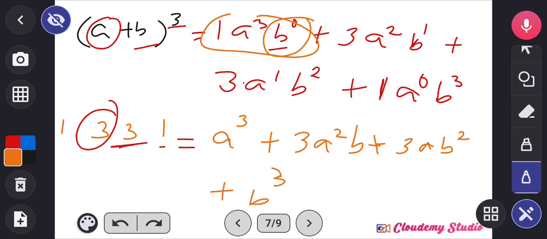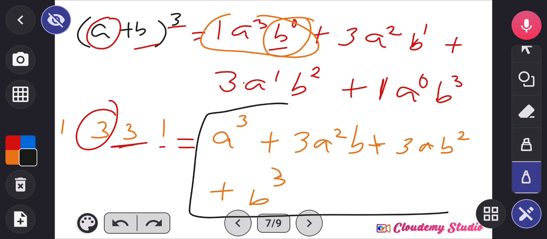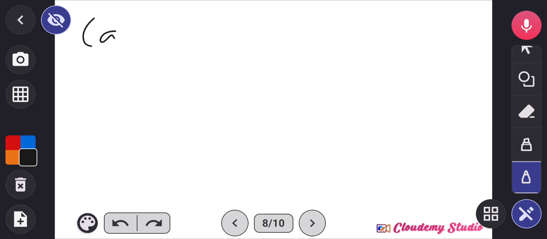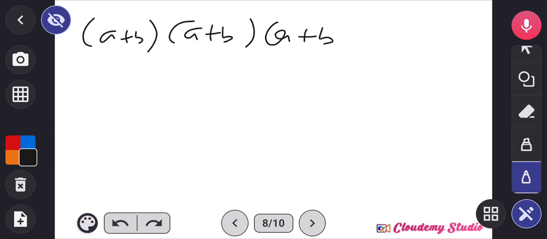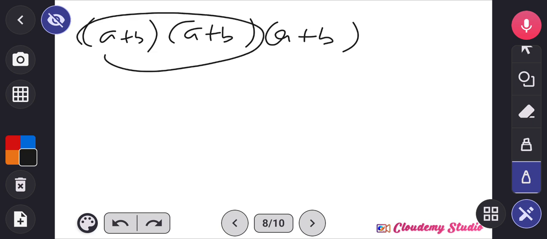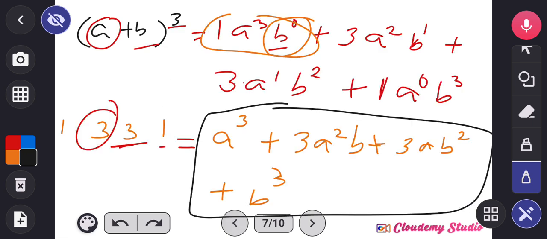And this is it. Can you see it is very, very easy using Pascal's triangle in expanding. Instead of doing a plus b into bracket a plus b into bracket a plus b, then you now use this one to open this one first. Whatever you now get, you still use it to open this one, which means this Pascal's triangle makes it very, very easy.